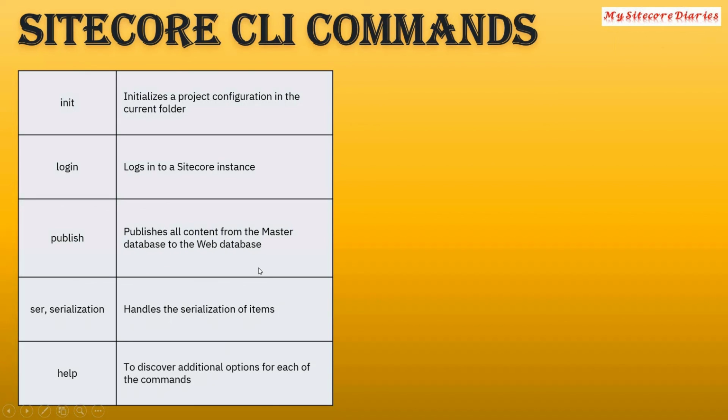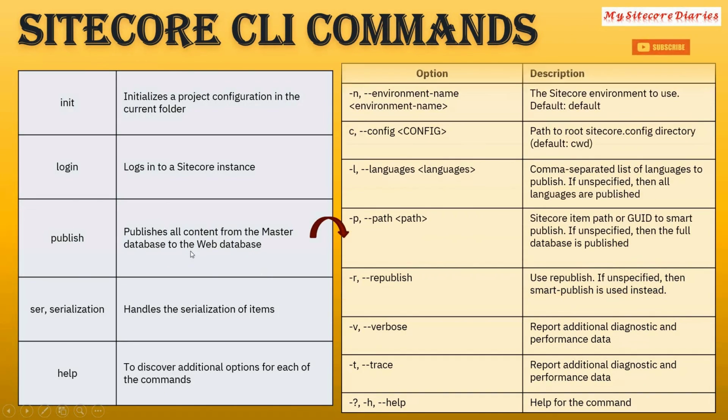Help is used to discover additional options for each. This publish command will have different options. Where you have an environment name, you can give the environment to use. Config path is the root path of the Sitecore.config directory. Language is used for language; if you want to give multiple languages, then use a comma separated list of languages. Then the path option is the Sitecore item path or GUID to smart publish. If unspecified, then the full database is published.